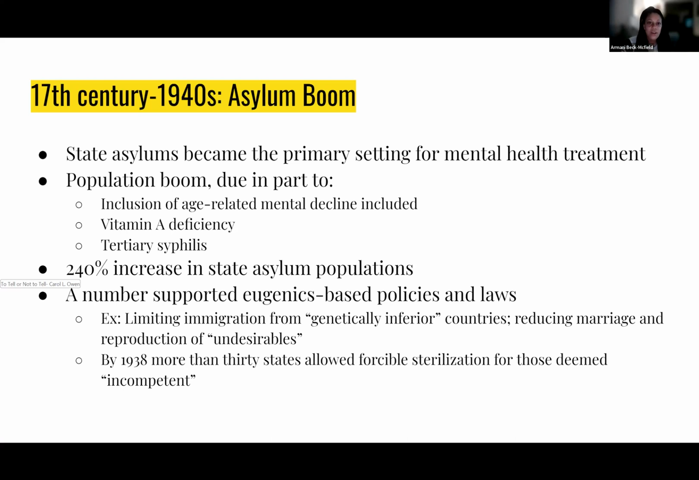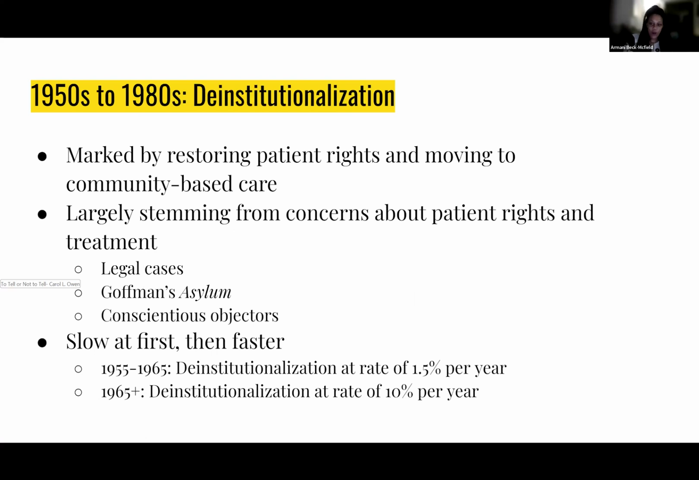And so in this period, we saw a 240% increase in asylum, and a number of these supported eugenics, which basically meant that they didn't even want people in the asylums to reproduce, and they actually sterilized a ton of people. Well, that's not great, right? So we moved to deinstitutionalization. This is about patient rights through Goffman's asylum, conscientious objectors, various legal cases. People started to realize these asylums are not safe. The staff isn't necessarily kind, the conditions aren't healthy. And so this concern about patient health is why we moved away from the institution.